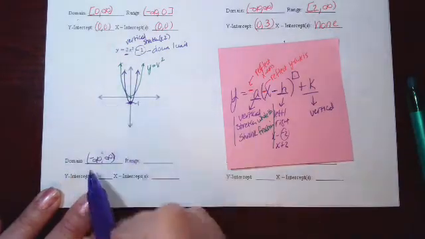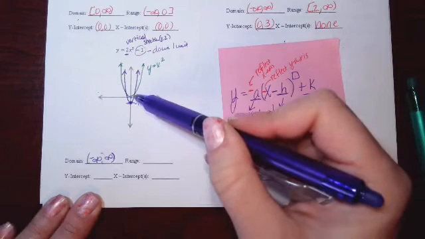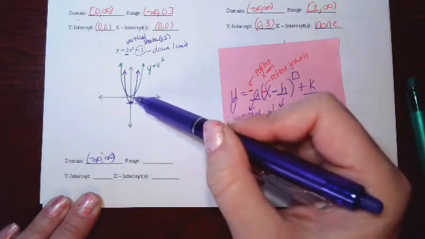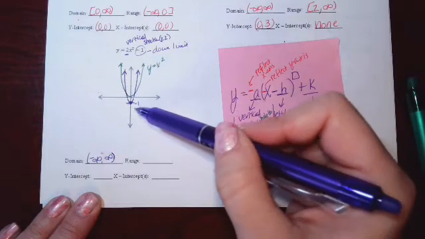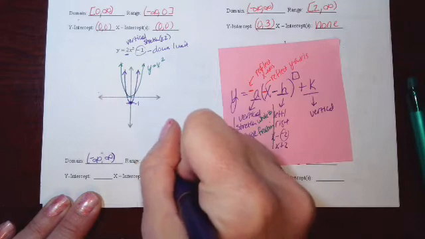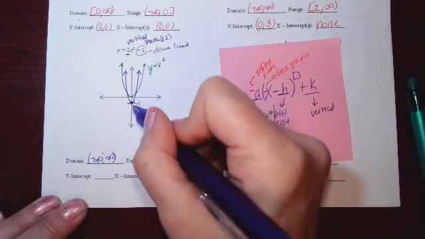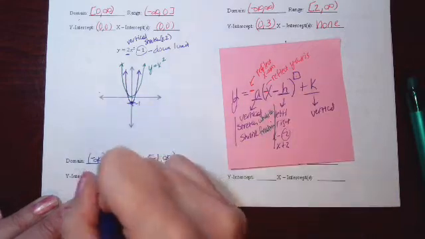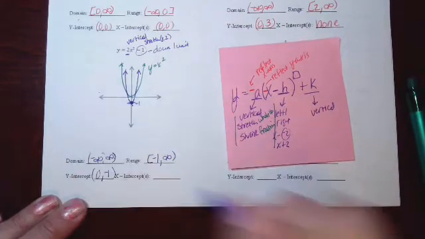I've got my domain for all real numbers for this function. Now my range has a lower limit. The range limit for the parent function starts at 0 and goes to positive infinity. I'm still going to positive infinity, but since I shifted it down, that limit shifted as well down to -1. Now I do have a y-intercept. My vertex is sitting on the y-axis, so I have 0, -1 for my y-intercept.